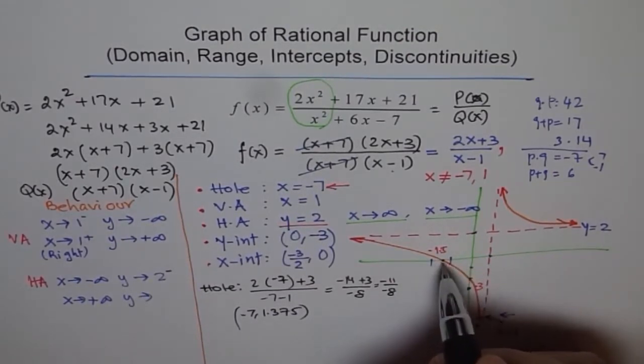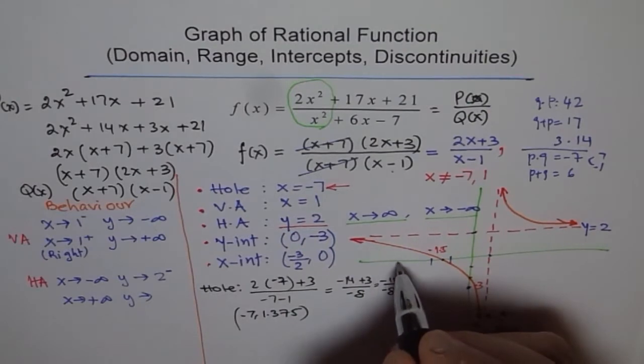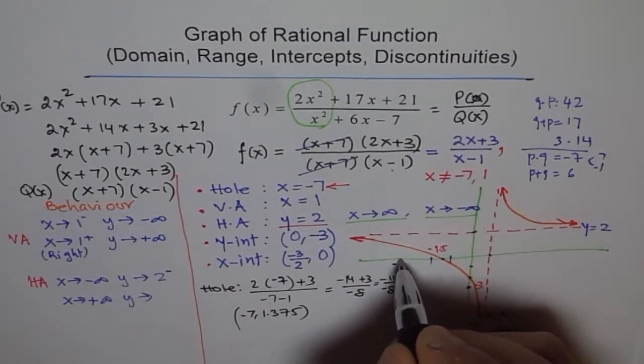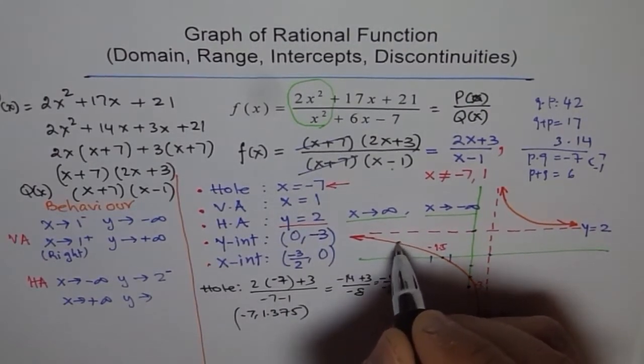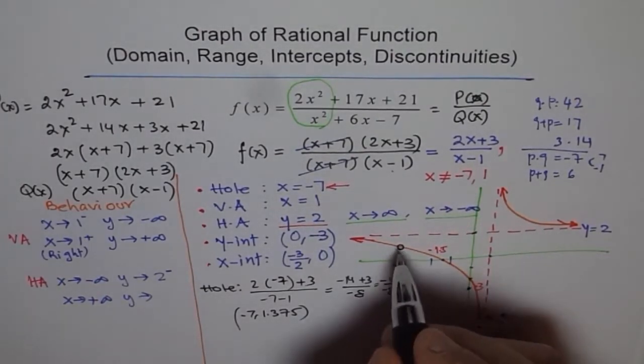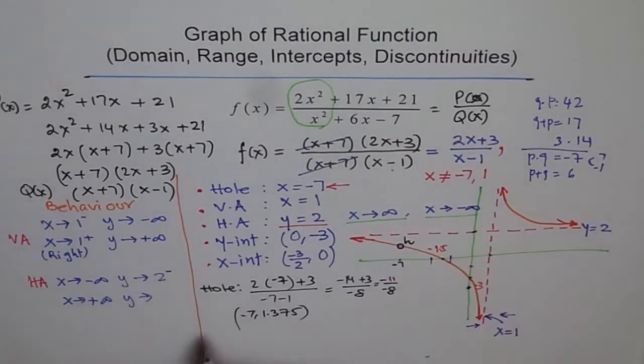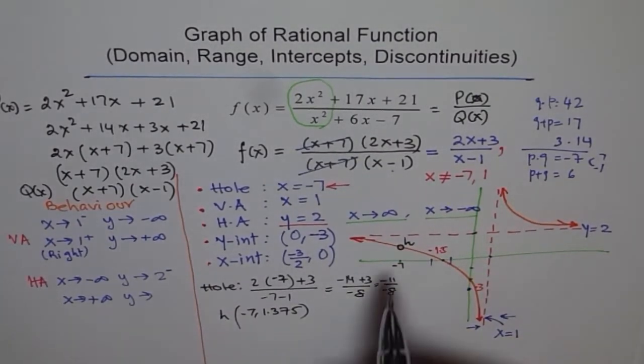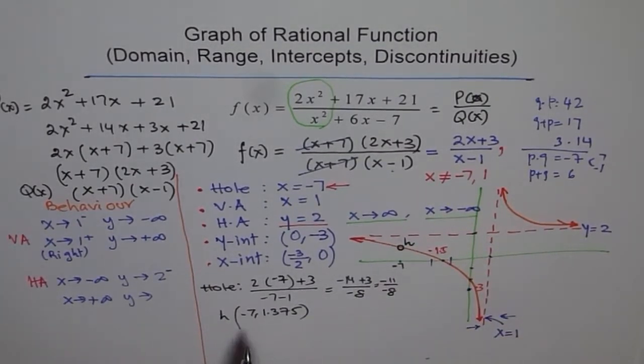So -7 goes beyond my scale, but let's assume that this point is -7 for us. So here we have a hole, and we'll say this is the position of the hole. We'll just call it H. And my point H is this. So that's the hole, and the location of the hole is x equals -7, and the y value is 1.375.